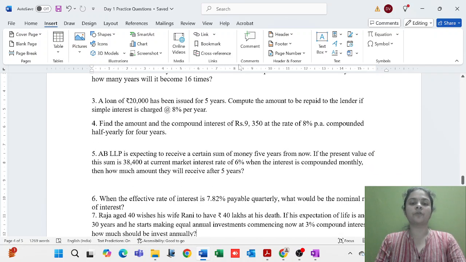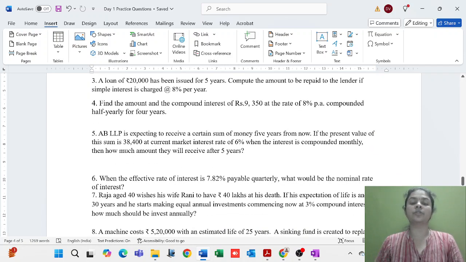Find the amount of compound interest for 9,350 at the rate of 8% per annum, compounded half yearly for 4 years. So amount and compound interest. So first let's find the amount. Principal is 9,350, R is 8%, however it is compounded half yearly. So R will get divided by 2 and for 4 years, but N will get multiplied by 2. So N is equal to 4 into 2, which is 8.